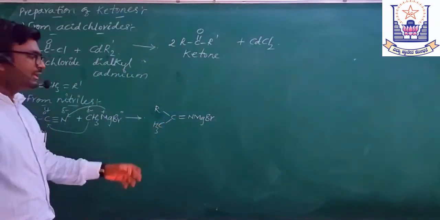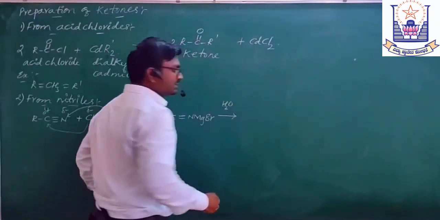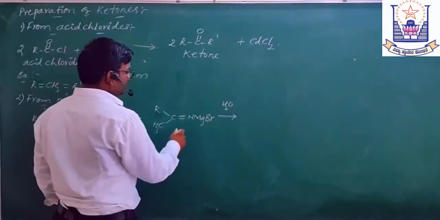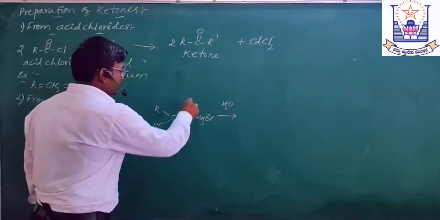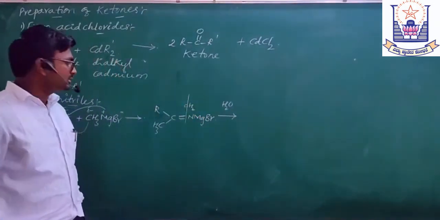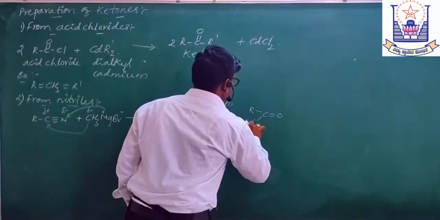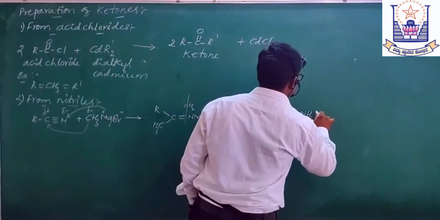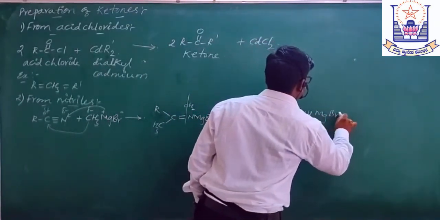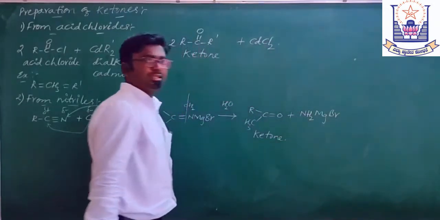Okay, and when it is hydrolyzed, what happens here? Adding H2O, you will get C double bond O like this. So this will be RCOR', plus NH2MgBr. This is what a ketone.